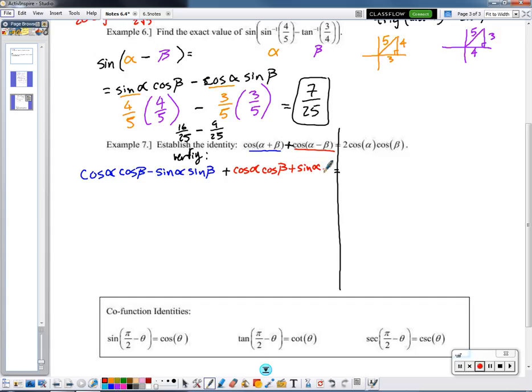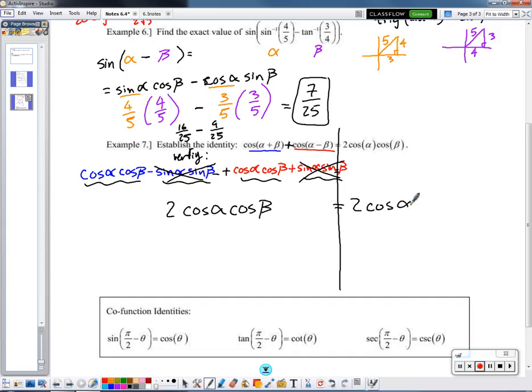Here, when I look at these four terms, I have a term right here, a term right here, a term right here, a term right here. I can recognize that the sine of alpha, sine of beta here is going to cancel out with a negative sine of alpha, sine of beta right here, very nicely. And all I'm left with is two of these cosine alpha, cosine beta. And when I look at that, I realize they're the same thing. This will be a helpful identity moving forward, especially when we start talking in 6.5 about the double and half angle formulas.